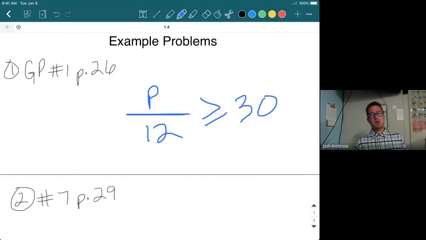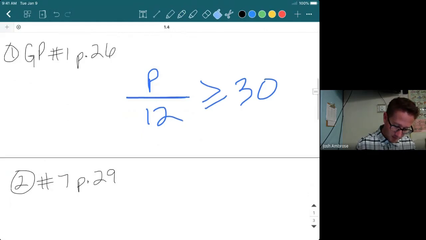All right, so the quotient of P, that's on top, and there's our division, 12 on the bottom, is, so that's like the heads up, like, hey, it's either an equal sign or an inequality. There's the phrase at least, meaning it could be or it could be more. So that's why it's greater than or equal to. And then the last thing they give you is 30. All right, so let's move on.